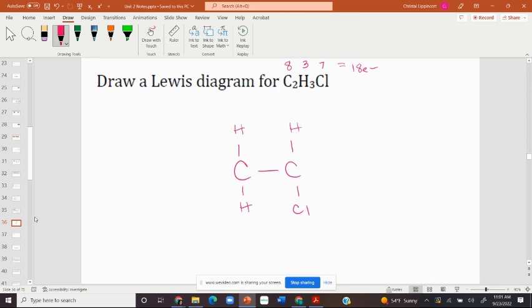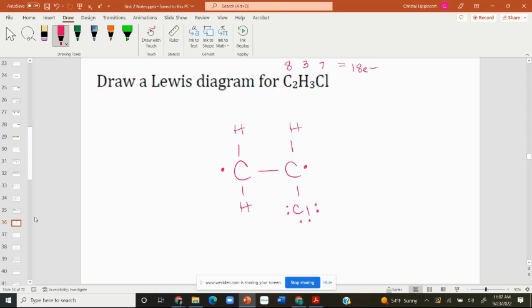Okay. So here we've got 2, 4, 6, 8, 10 electrons. How many more do I need to do? 8. Okay. So I'm going to fill up my chlorine. Now my chlorine's filled up. I still have 2 electrons to place. So I could put one here and one here. What is my problem? There's an issue here.